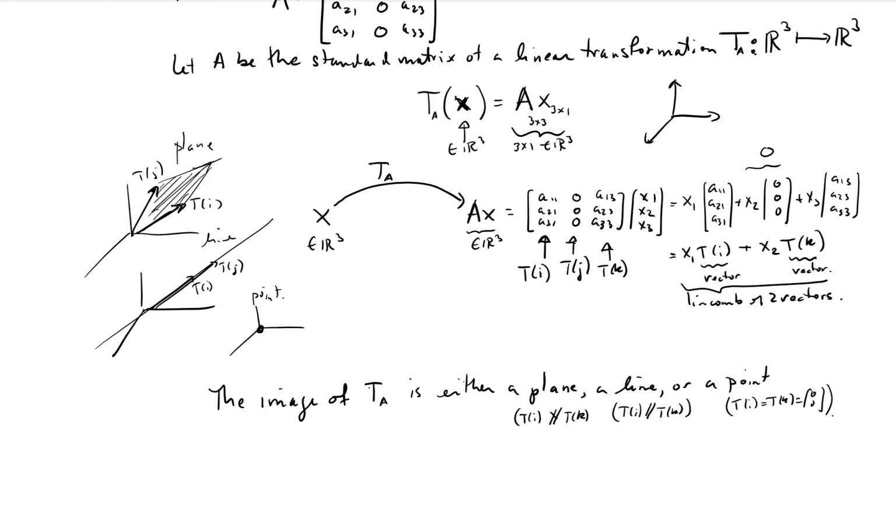But my point here is that we're going to be mapping onto a set that has at most dimension 2. The plane has dimension 2, a line dimension 1, a point dimension 0, which has at most a dimension of 2.